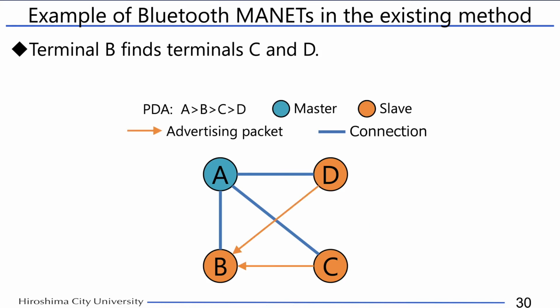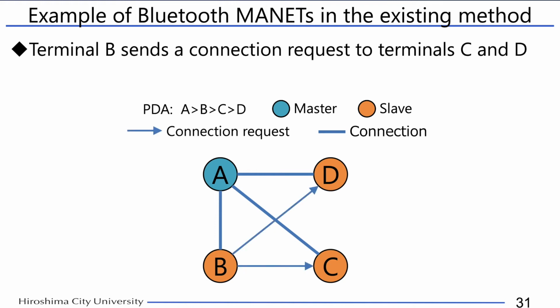Suppose the piconet with A as the master has already been formed. Next, terminal B discovers terminals C and D by receiving an advertising packet. The PDA of terminal B is larger than that of terminals C and D. Therefore, terminal B sends a connection request to terminals C and D.